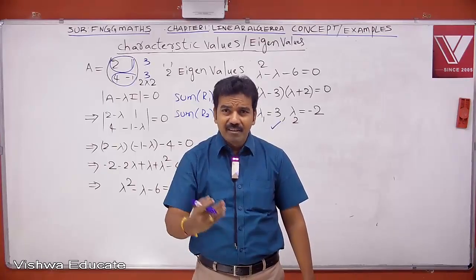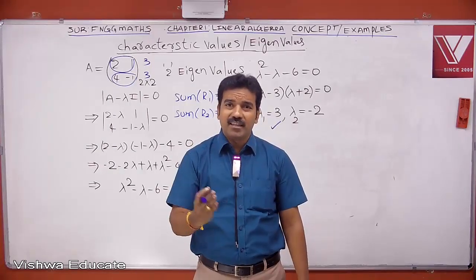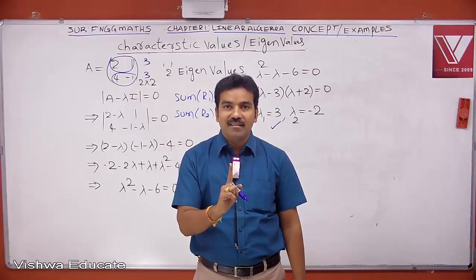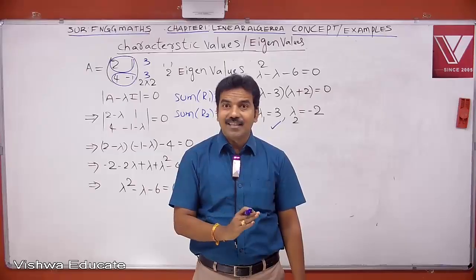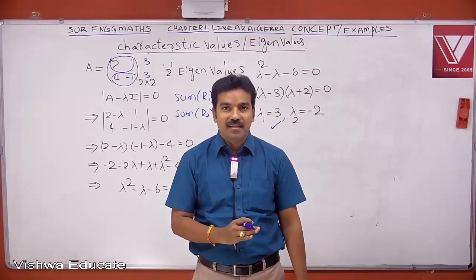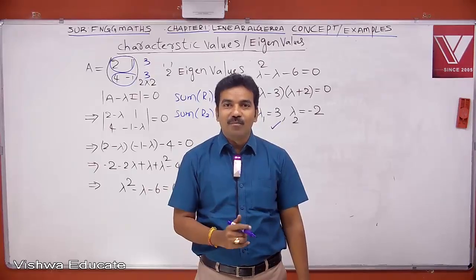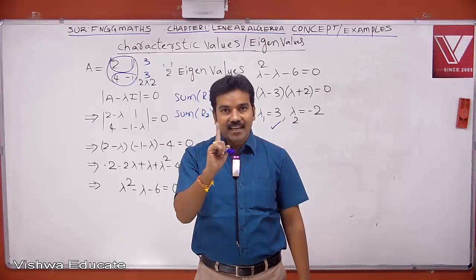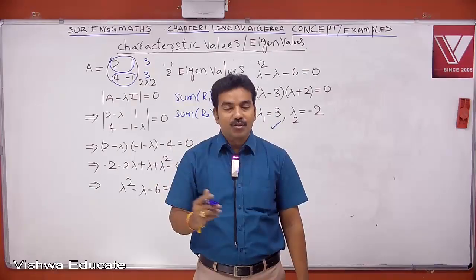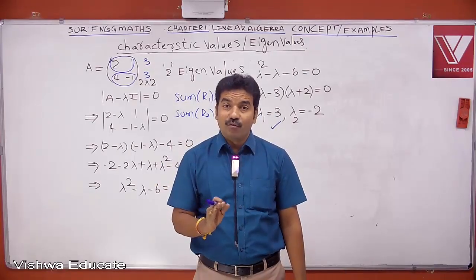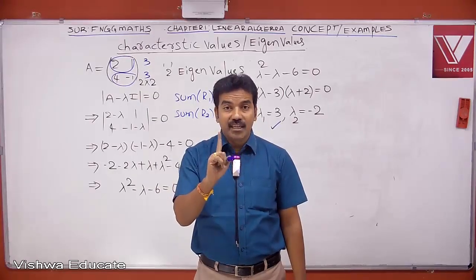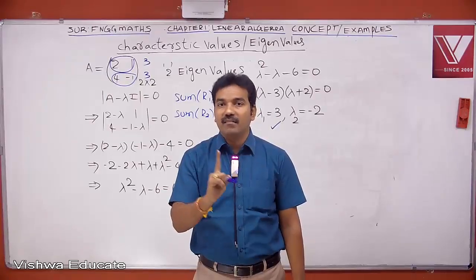Even in 2017, for electronics and communication engineering students, one question was given based on eigenvalues. The size of the matrix is 5 by 5. Interestingly, in each column there is exactly one 1, exactly one 2, exactly one 3, exactly one 4, exactly one 5. So I have a 5 by 5 matrix, 5 columns and 5 rows. In each column, a single 1, single 2, single 3, single 4, single 5 is there.